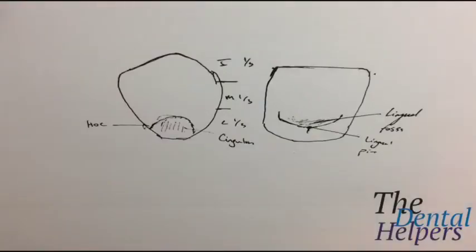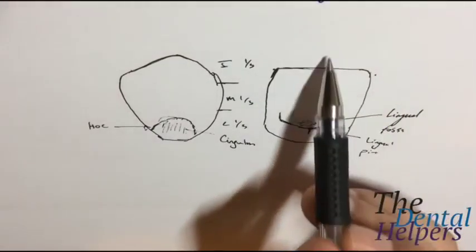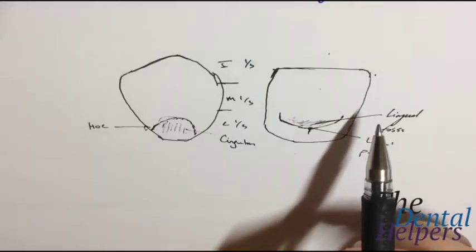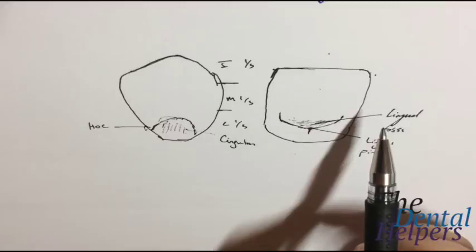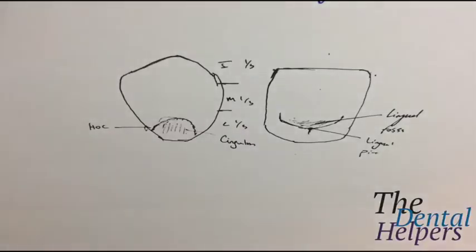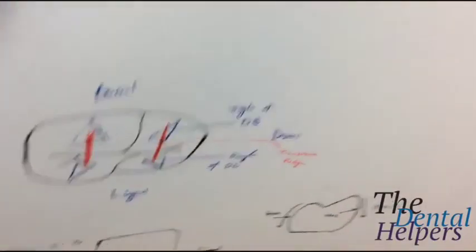The widest tooth buccolingually, so we're going this way, would be the maxillary first molar. And then if you want to think of the most narrow tooth, if we go along our teeth again, our mandibular central incisor is the smallest tooth in the mouth. So that's the easy thing to know.